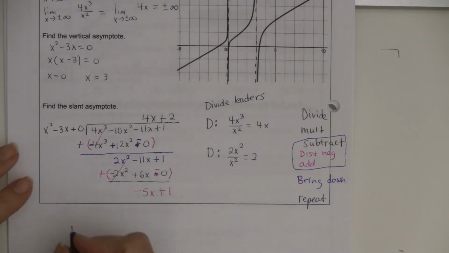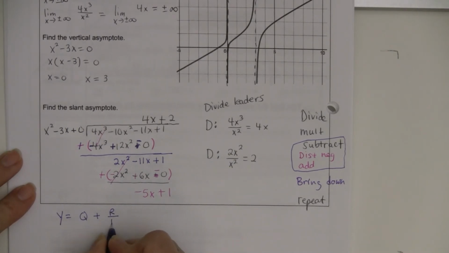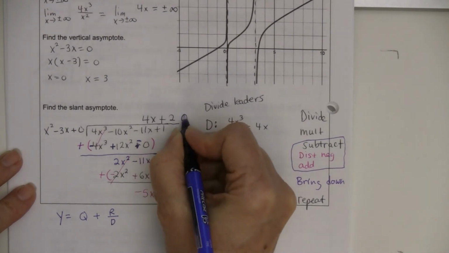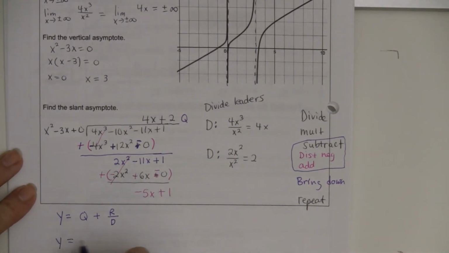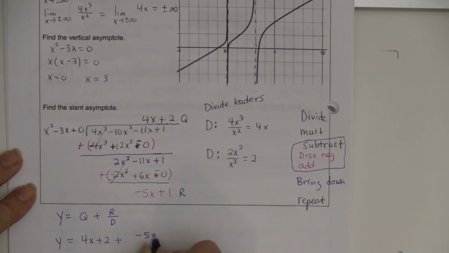So that means that y could be written like this. The quotient plus the remainder over the divisor. So this right here is our quotient. So y equals 4x plus 2. Plus our remainder, here's our remainder, negative 5x plus 1 over our divisor. And there's our divisor, x squared minus 3x. And what we're looking at is the limit of this as x goes to plus or minus infinity, right?